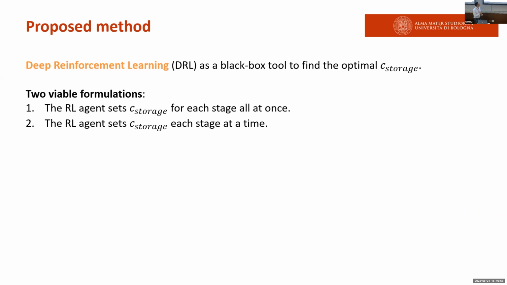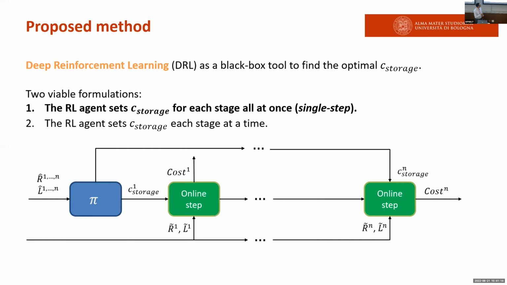For our use case of the energy management system, we have provided two viable formulations. In the first formulation, the reinforcement learning agent sets the virtual cost for all the stages all at once. We call this approach single step in the following slides. The second approach instead exploits the sequential nature of the problem, and at each step it provides the virtual cost only for the current stage. But let's see a schema that can help us understand this method.